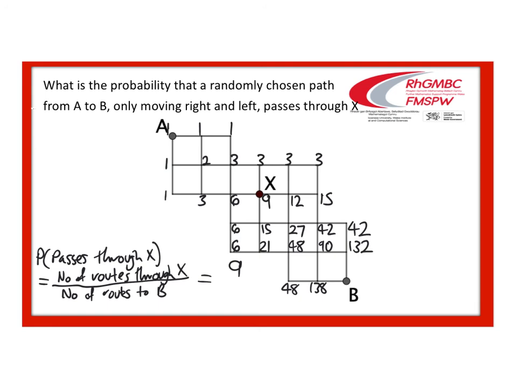And then my final point, I've got 138 routes coming in horizontally, and 132 routes coming in vertically. So we get a total of 270. So the total number of routes to B is 270. And when you cancel this, we get a probability of 1 over 30.